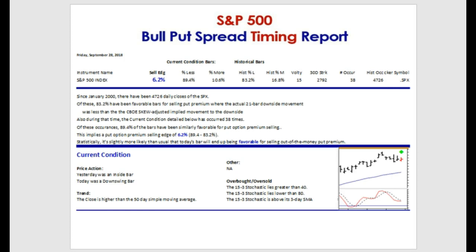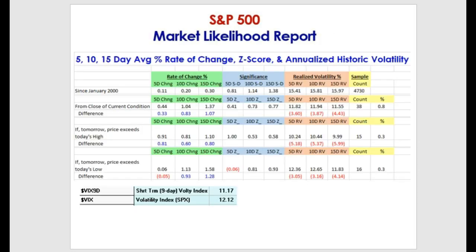Okay, so we have an edge of roughly 6.2%. Statistically, it's more likely than usual that the current market condition will end up being a favorable one for selling out of the money put premium. Okay, great. Finally, let's go to the market likelihood report.